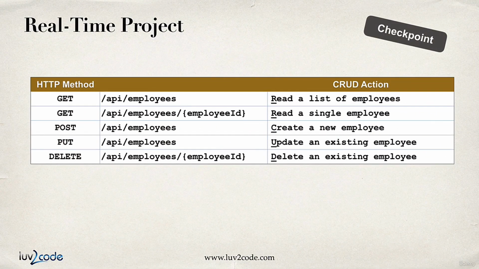Okay, so now just doing a checkpoint here on our real-time project as far as the list of API methods. We've already completed the first one, the get to read a list of employees. Now in this video, we'll focus on doing a get for a given employee ID for a single employee, and also doing a post to create a new employee.